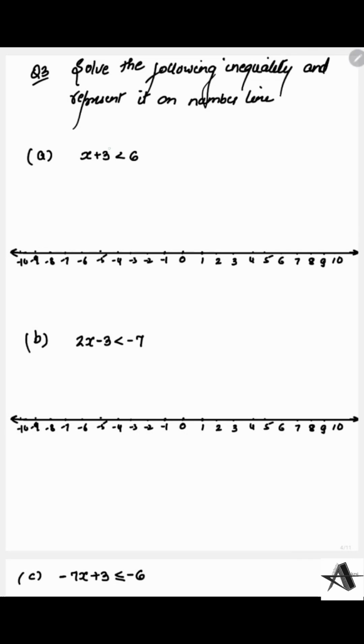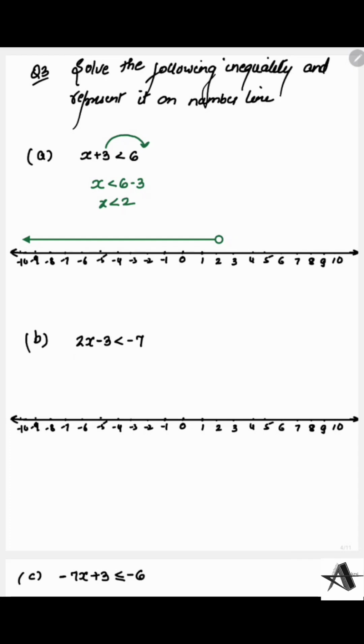x plus 3 less than 6, that means I need to transpose it here. It will give me x is less than 6 minus 3, x is less than 2. So x is less than 2, that means I need to make a circle over 2, and then all the values that should be lesser than 2. It's like this. It will represent the number line.